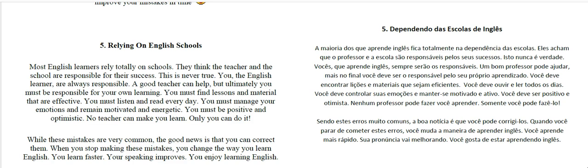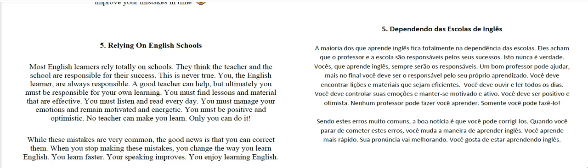You must find lessons and material that are effective. You must listen and read every day. You must manage your emotions and remain motivated and energetic. You must be positive and optimistic. No teacher can make you learn. Only you can do it.